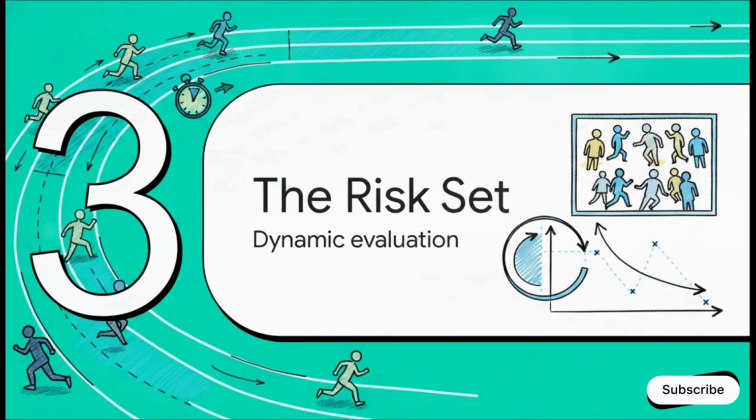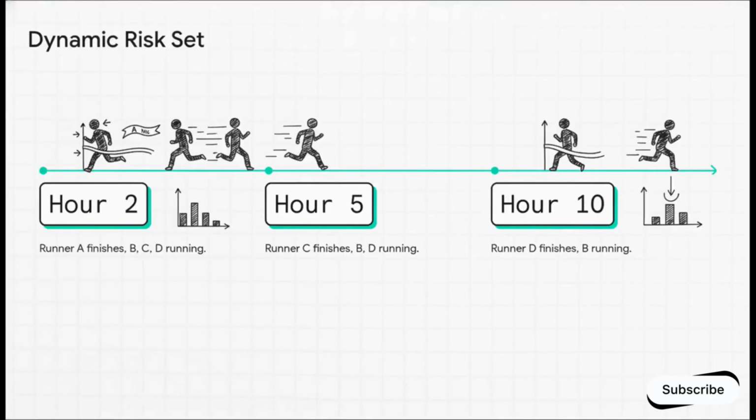Section 3. Understanding the risk set. Okay, let's dive into this and map it out. Picture the runners actively moving along our timeline. At hour 2, runner A crosses the finish line. At that exact second, runners B, C, and D are still out on the track. By hour 5, runner C crosses the line, and now only B and D remain. As each runner crosses, that pool of potential finishers dynamically shrinks.